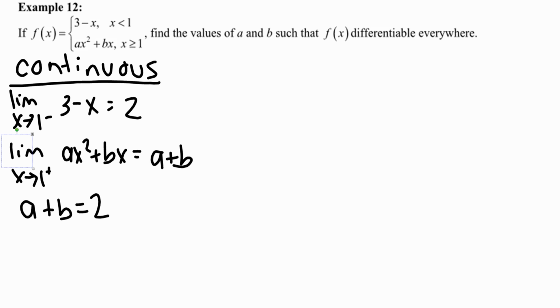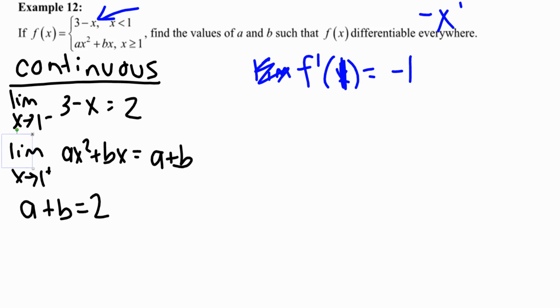Okay, we want f of x to be differentiable everywhere. We know we want our slopes to be equal. So if I look at the slope from the left side, we know that it's going to have to be -1 at x equals 1, because if we have negative x to the first, we get -1 as our derivative. And then the derivative of the bottom part is going to be 2ax plus b. So I'm going to need those two things equal.